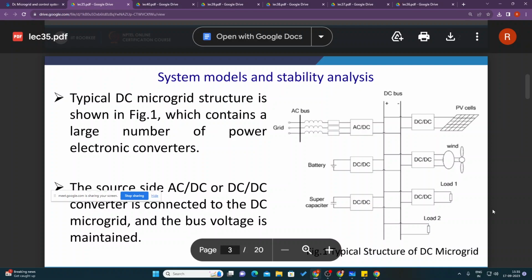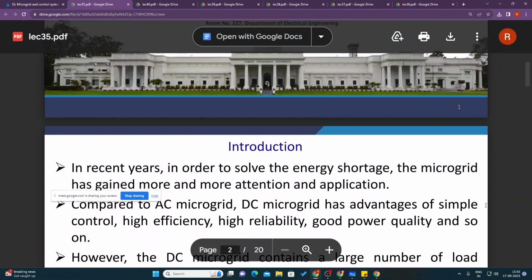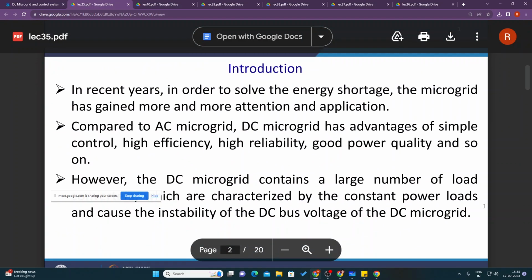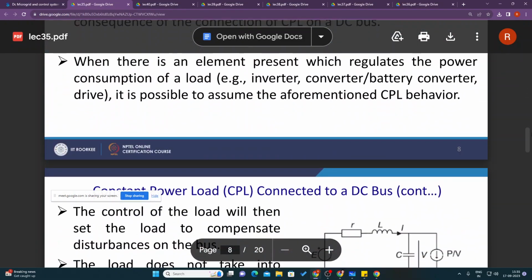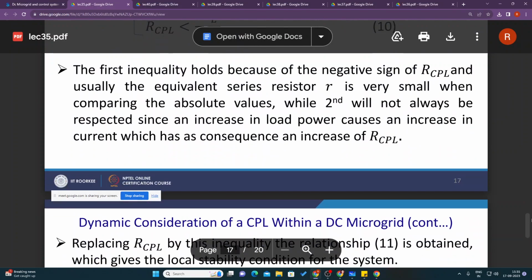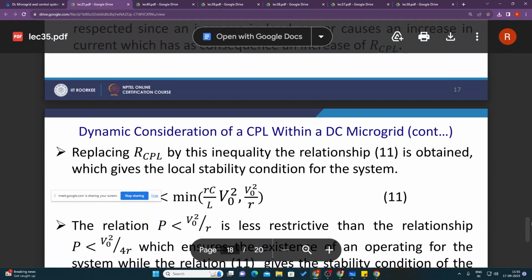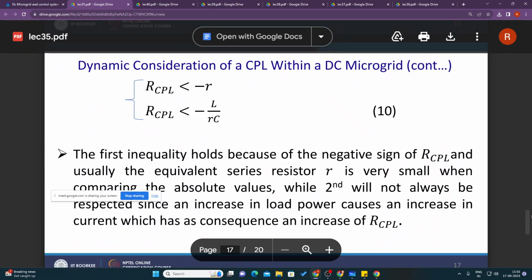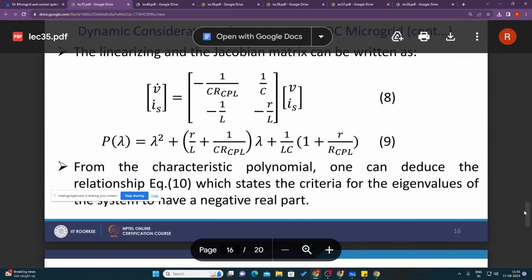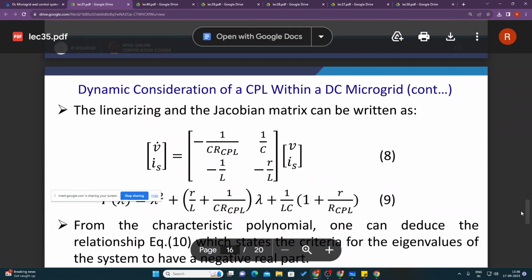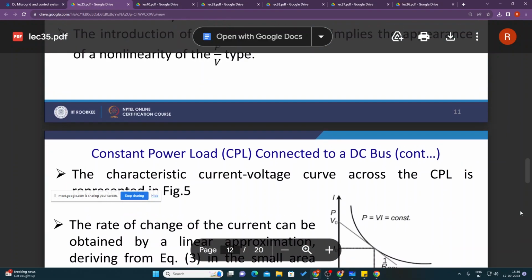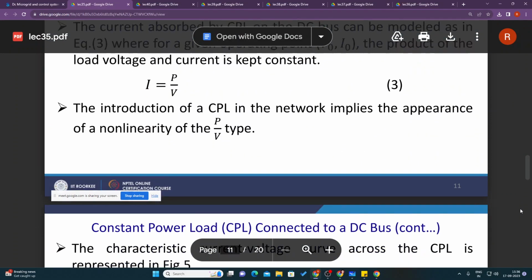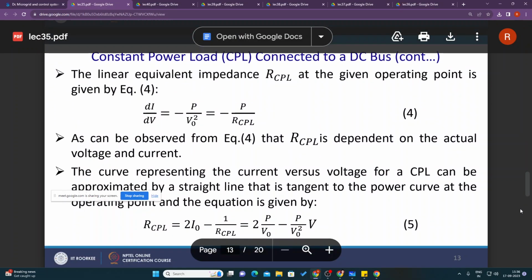Sir, just move upward. In the downside, in the 35th lecture only, at the bottom, these two conditions are given, right? Okay, here more things are given. Just let me check what it is. Here, this is the part. Even at operating point.